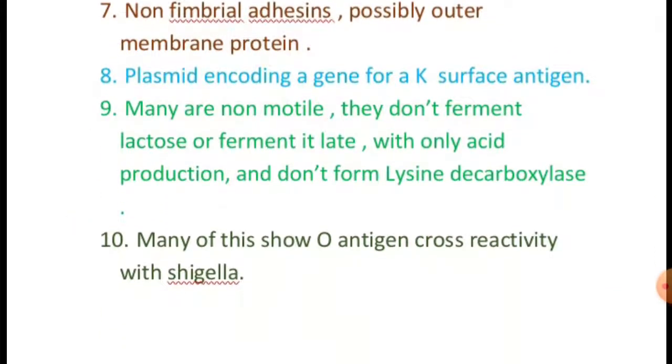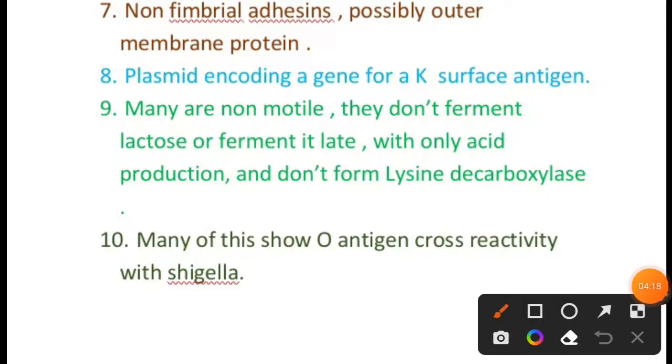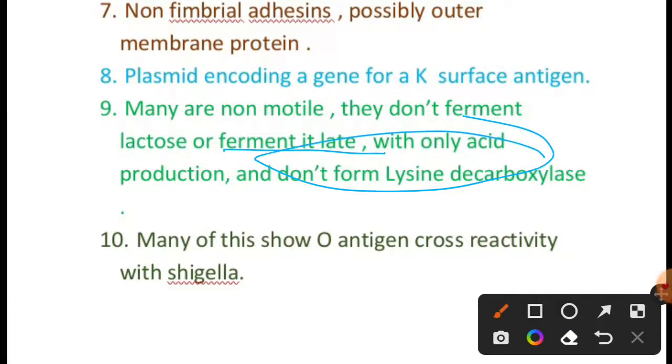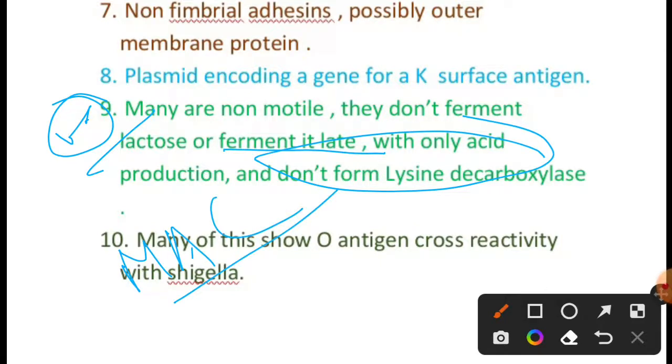They are usually non-motile and they do not ferment lactose, or ferment it late with only acid production, and they do not form lysine decarboxylase. That is why diagnosis of EIEC becomes quite difficult, because if they fermented lactose readily, we could easily use MacConkey's agar to diagnose them. But here it is quite difficult because they usually do not ferment lactose or ferment it late, with only acid production, and they do not form any lysine decarboxylase.